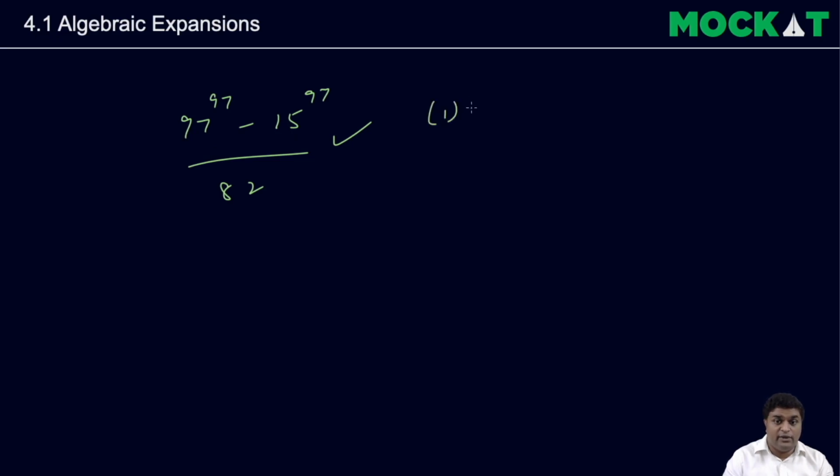by which of the following, and you could have 41 as one of the options. You got to choose that, because if this is divisible by 82, that is 97 minus 15, then it's definitely divisible by a factor of 82. 82 is 2 into 41. Therefore, it's definitely divisible by 41 as well.